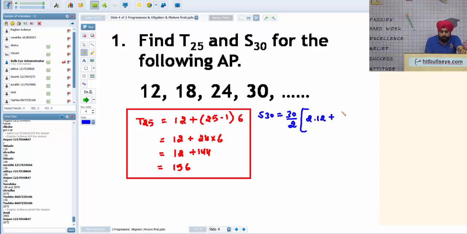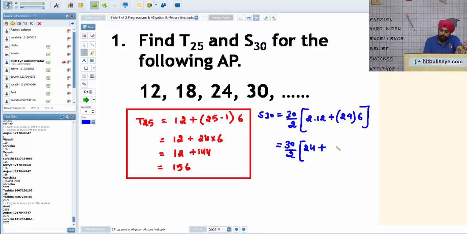Now for S30, the sum of the first 30 terms is n by 2 into 2a plus (n minus 1), that is 30 minus 1 is 29, and d is 6. So this is 30 by 2, bracket says 24 plus 29 into 6, which happens to be 174. So it is 15 into 198.